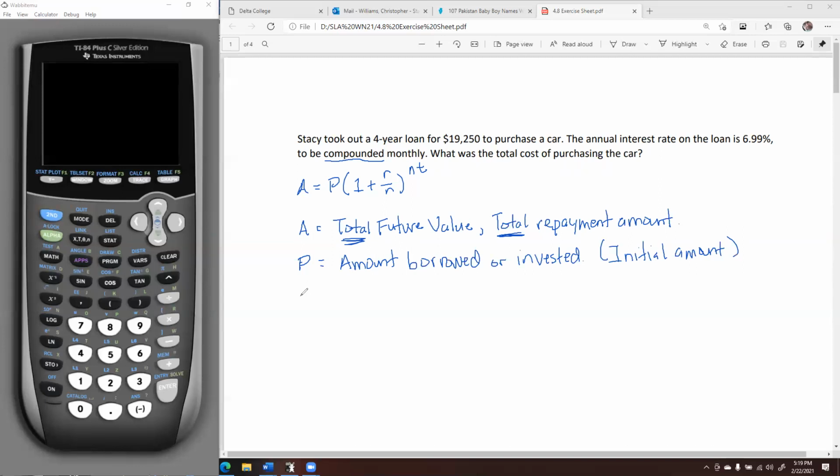Our R, this represents our interest rate. And that's going to be our number that's attached to that interest rate symbol, the percent sign. Now, we can't just enter this the way it's written. For purposes of our formula here, we need to convert this to a decimal. So the easiest way to remember how to do this, if you're not sure already, is to take the letters D and P and write them in alphabetical order.